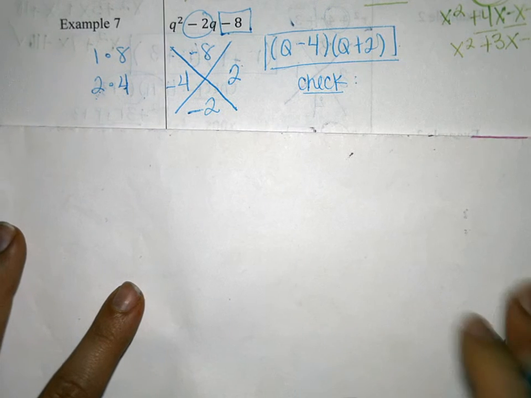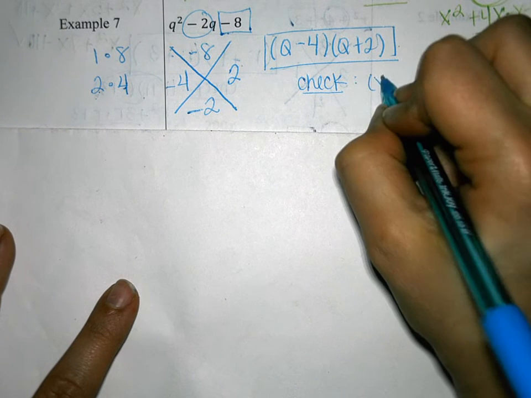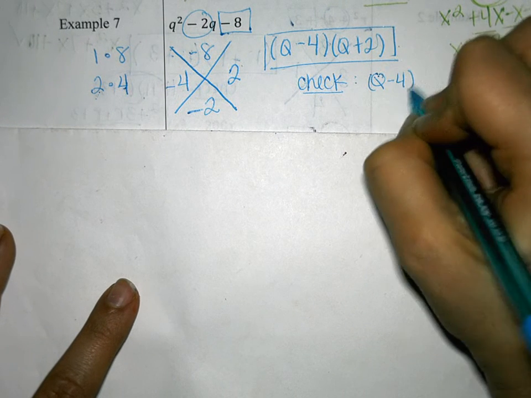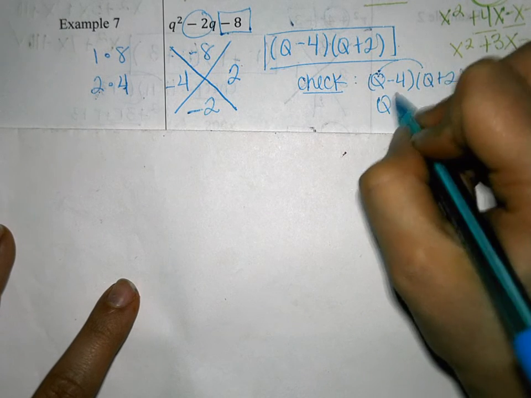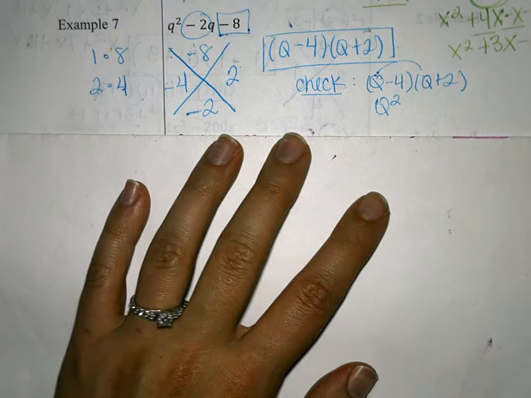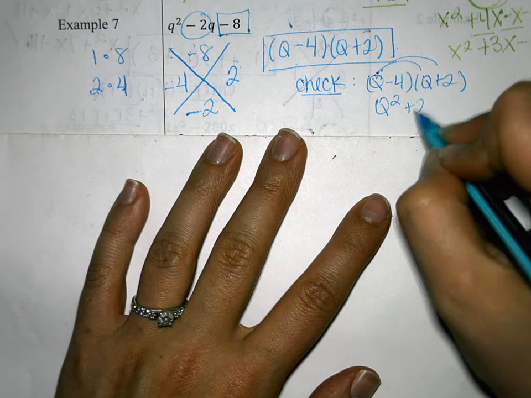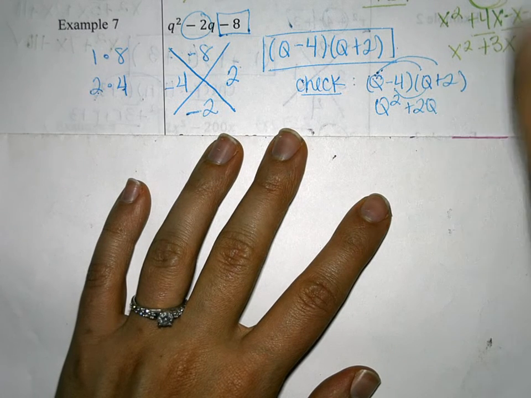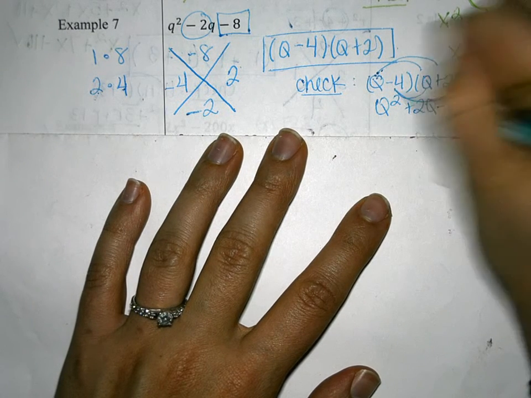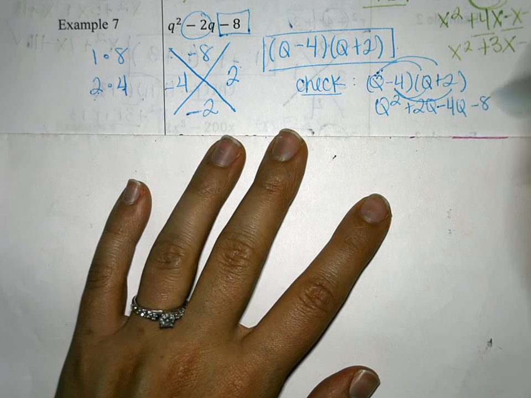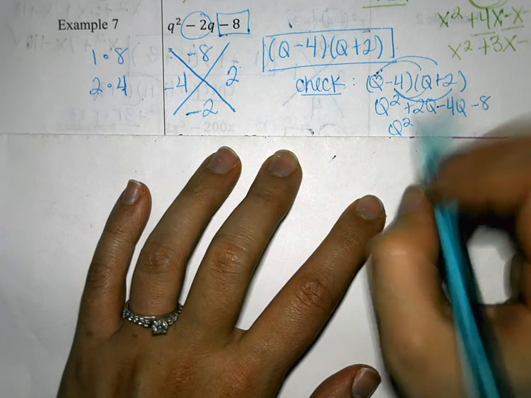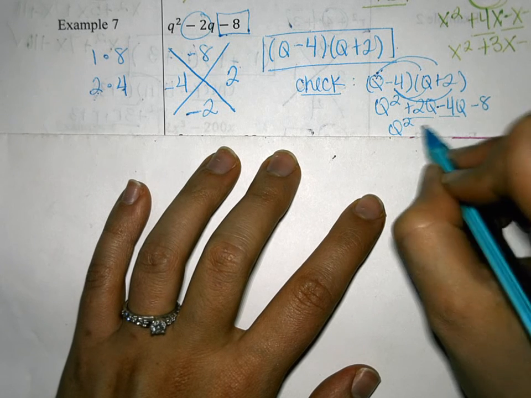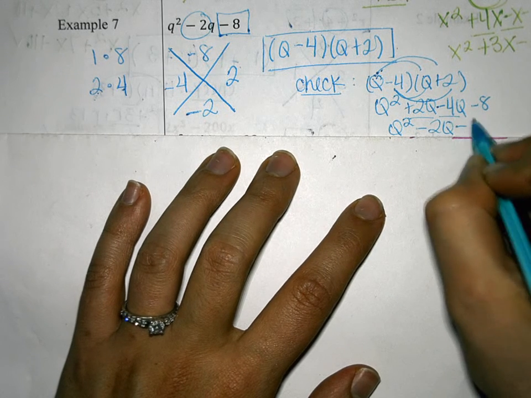Let's check. q minus 4 times q plus 2. q times q gives me q squared plus 2q minus 4q minus 8. So that gives me q squared, 2q minus 4q gives me negative 2q minus 8. So we factored correctly.